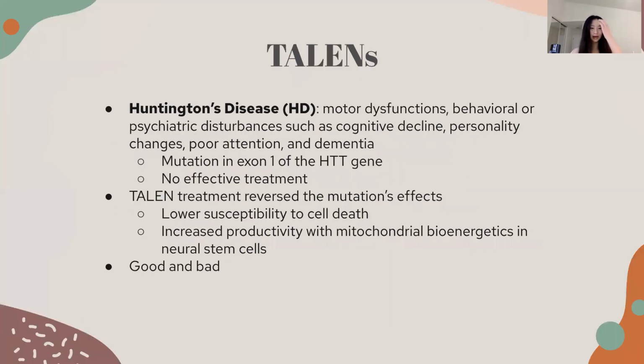Next, TALENs. This method was used with Huntington's disease, which includes motor dysfunctions and behavioral or psychiatric disturbances such as cognitive decline, personality changes, poor attention, and dementia, due to a mutation in exon 1 of the HTT gene. Like Parkinson's disease, there is no effective treatment yet. However, the same team in Taiwan worked on using TALENs towards HD. Through gene editing, this treatment reversed the mutation's effects.